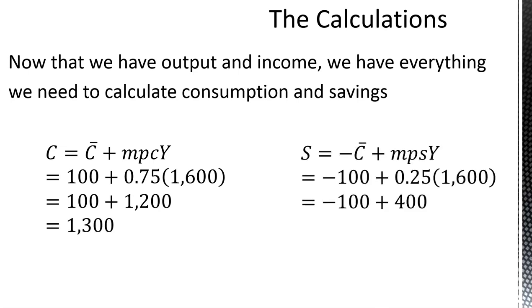Savings is given by negative C bar plus MPS Y. Negative C bar then is negative 100, the MPS is 0.25, and again, output and income Y is 1,600. So we get savings of negative 100 plus 400, which comes out to $300. Now, there's a few different ways we could check to make sure that these numbers are adding up and that we are indeed working with an equilibrium solution.